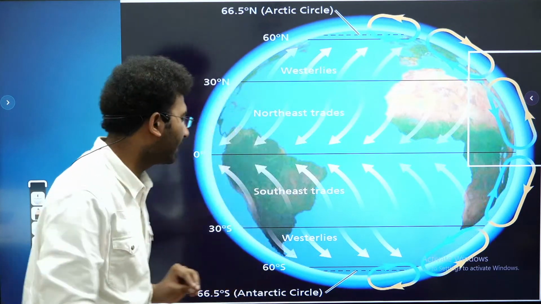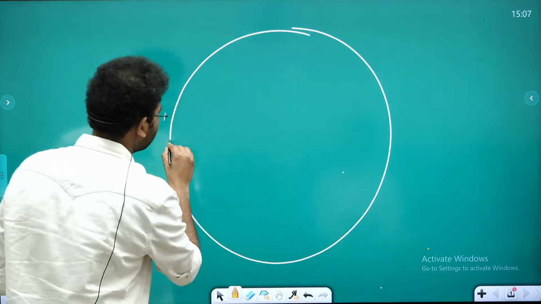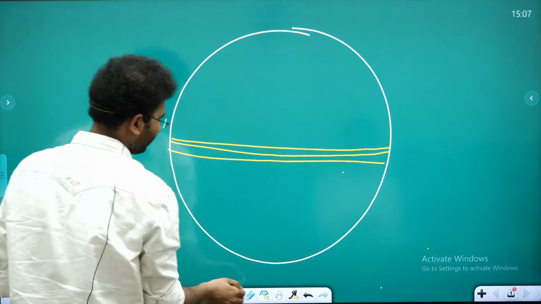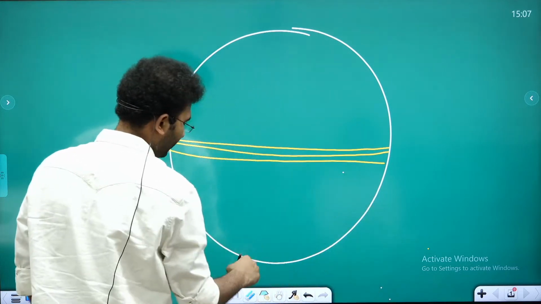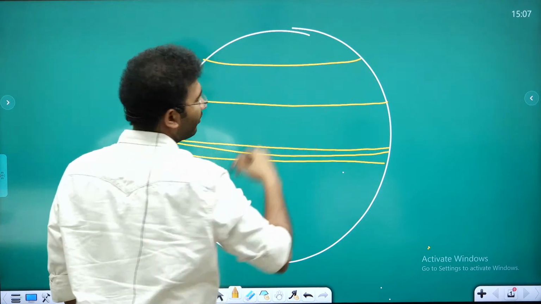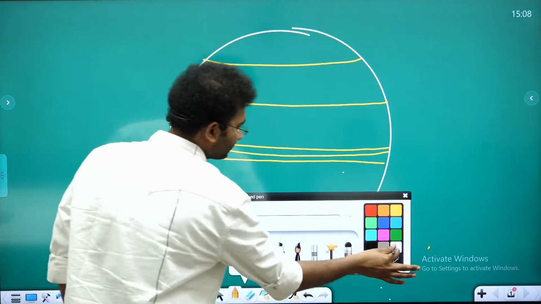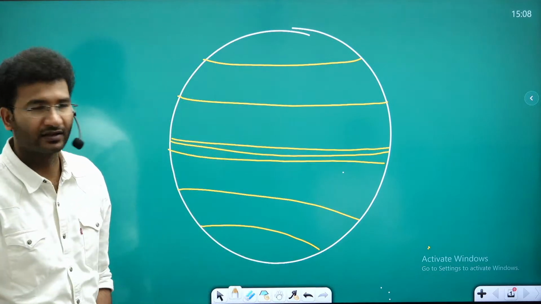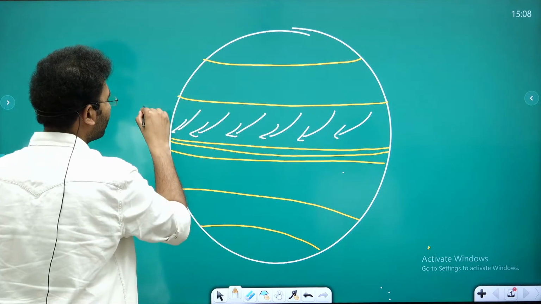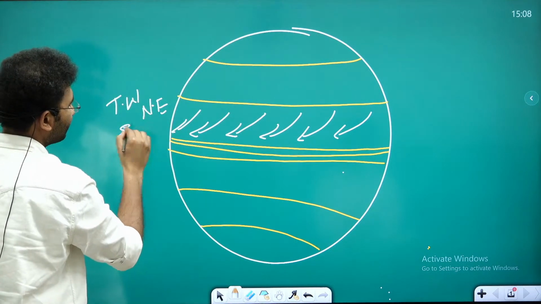Come back. Broadly speaking, here you have the equatorial low pressure belt, which is present between 0 to 5 degrees north and 0 to 5 degrees south. Above that, the next pressure belt is the subtropical high pressure belt, and then the subpolar low pressure belt. You also know these pressure belts are present in the southern hemisphere as well. Look, these are your easterlies. They are also called northeasterlies, trade winds, or easterlies.